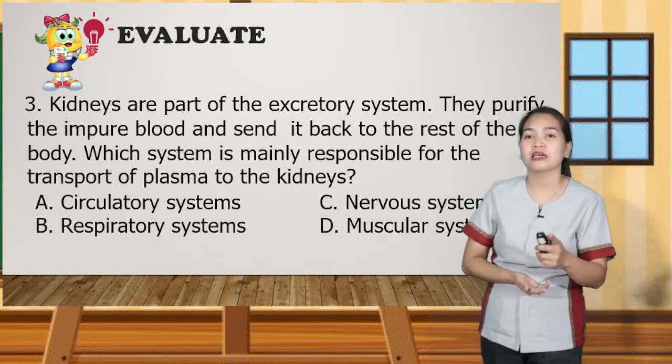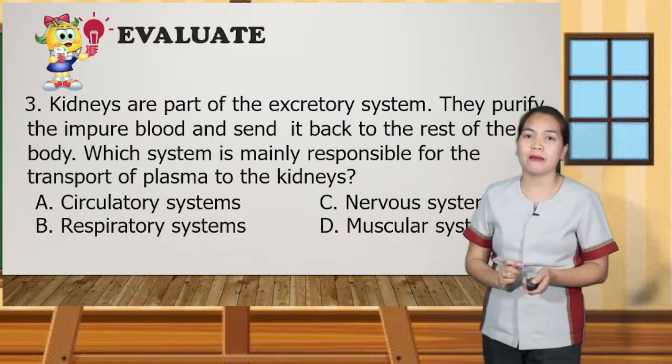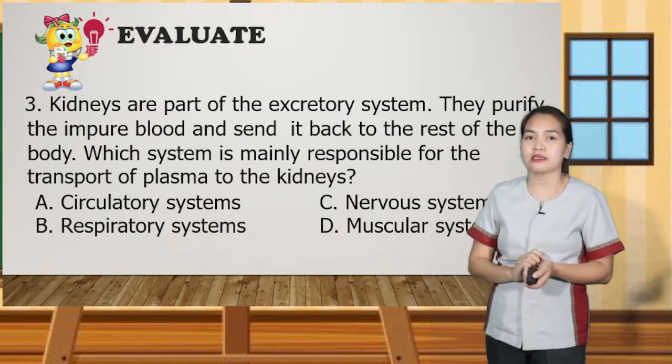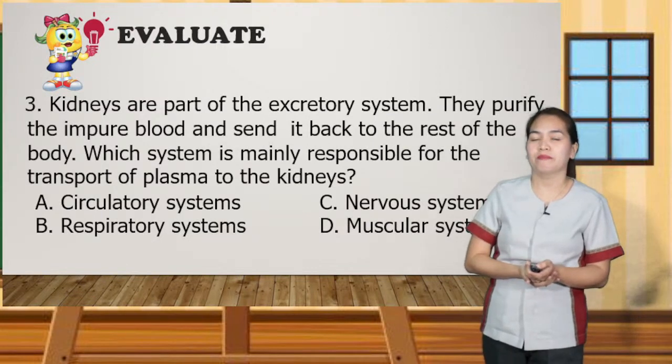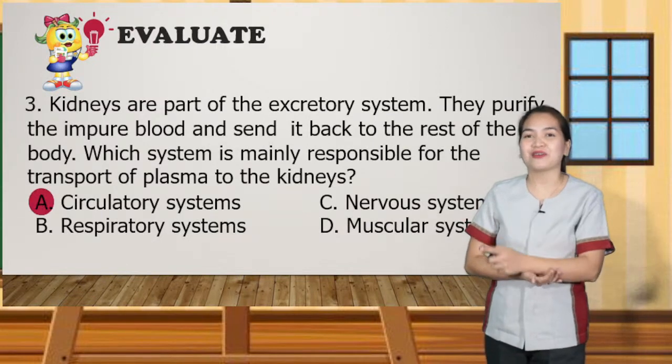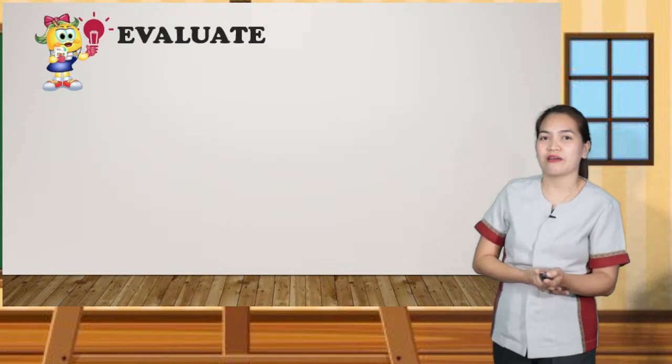Okay, very obvious. A, is it the circulatory system? B, the respiratory system? C, the nervous system? Or D, the muscular system? The answer is circulatory system. Very good.